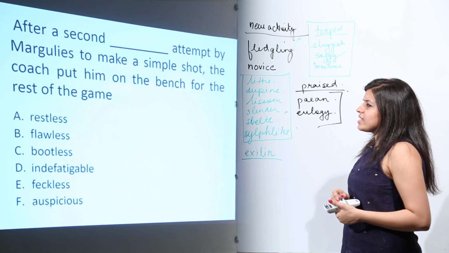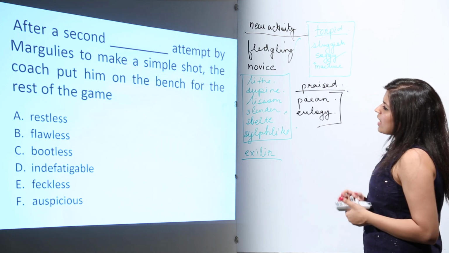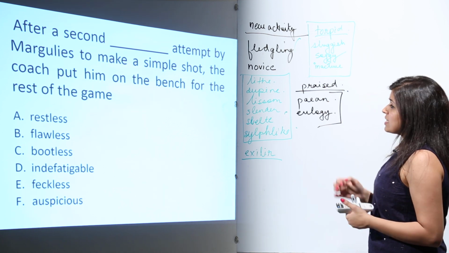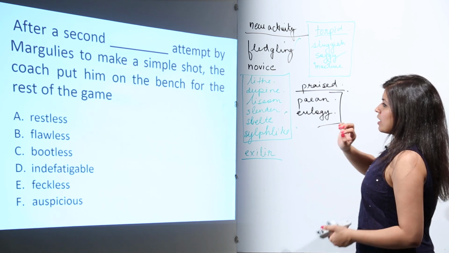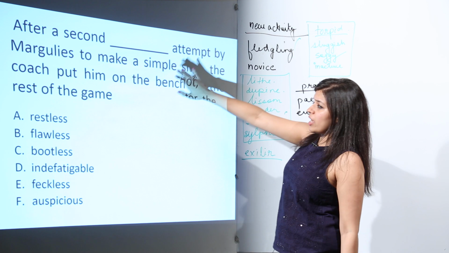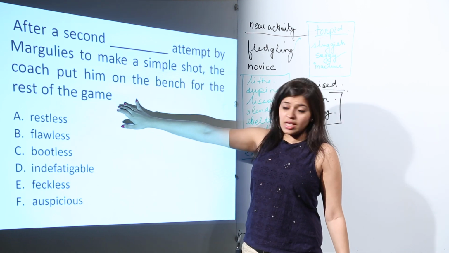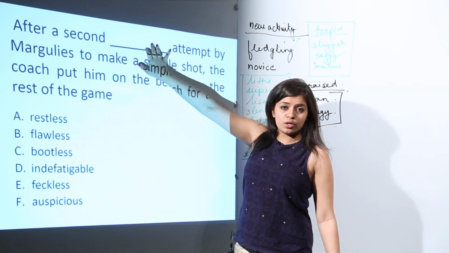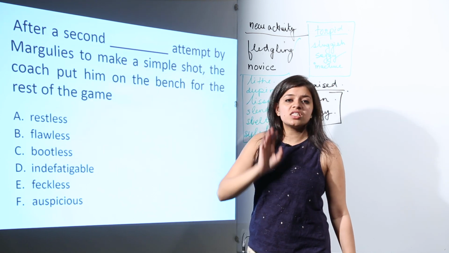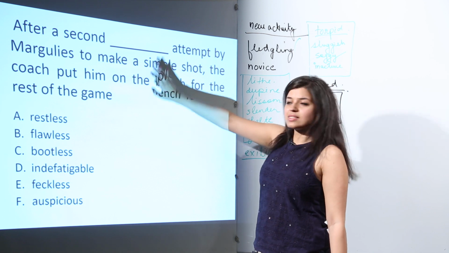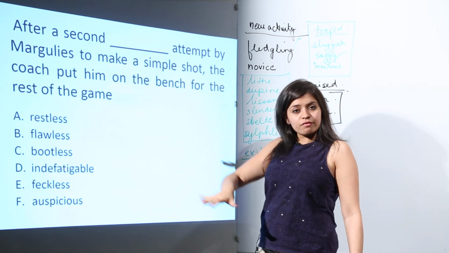Okay, let's see this sentence. It says that after a second dash attempt by Margulies to make a simple shot, the coach put him on the side bench for the rest of the game. Now, the coach has put Margulies on the side bench for the rest of the game because the shot that Margulies had tried twice was unsuccessful. That means we can easily say that this blank has a negative connotation.